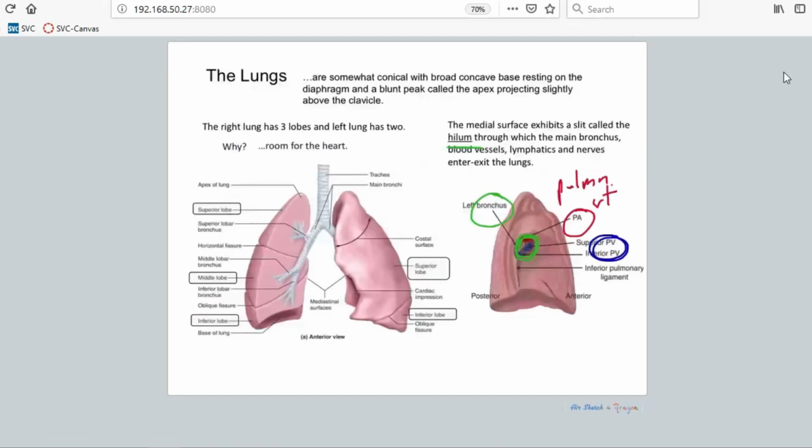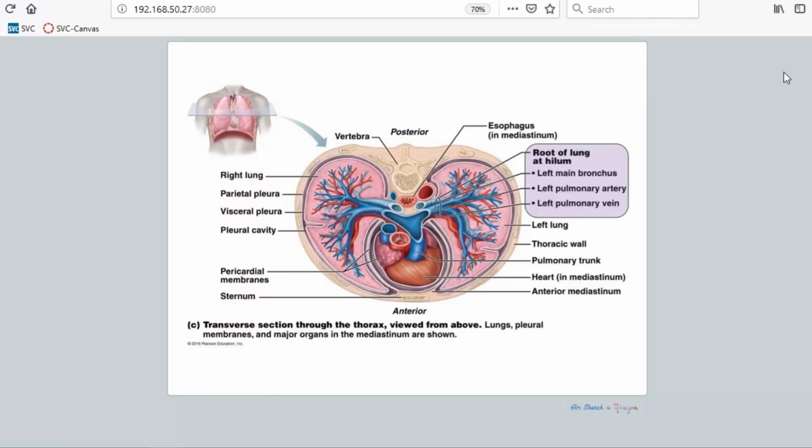You'll see these in the kidney as well. Okay, and then this is a nice picture that you can look at and try to give yourself some orientation. This is a cross section, and it's an inferior view. And so here you have your lungs. There we have the hilum with all these things entering and exiting. So you can take a look at that.